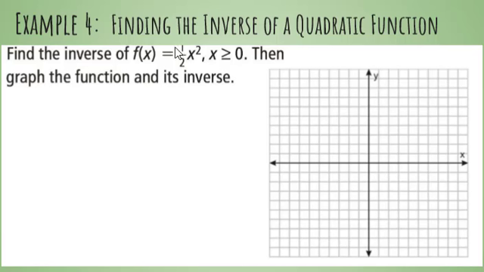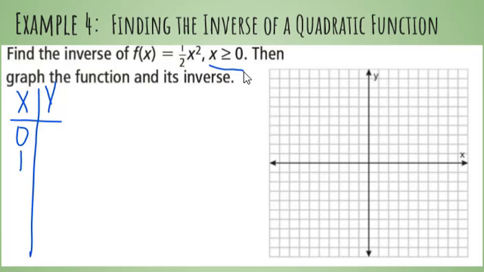Okay, example 4 is finding the inverse of a quadratic function. It says find the inverse of f of x equals 1/2 x squared for x is greater than or equal to 0, and then graph the function and its inverse. So first we're actually just going to start by graphing the function. And it's saying that x is greater than or equal to 0. So I'm going to start my table at 0 and then plug in these points into this equation.